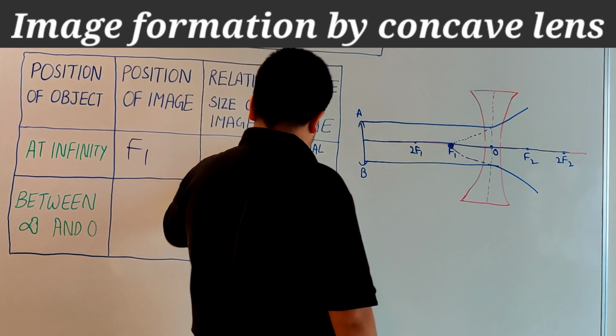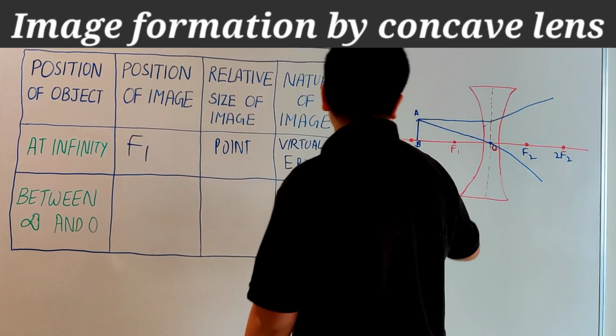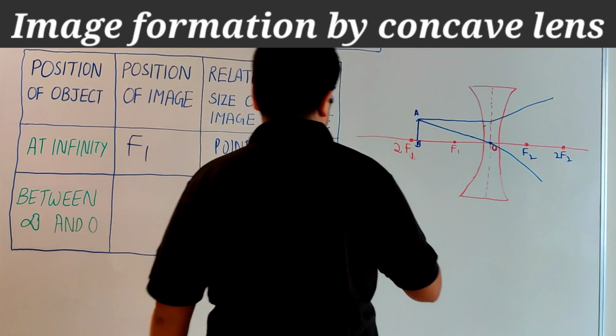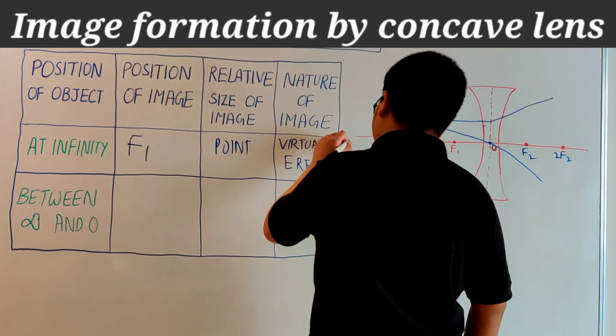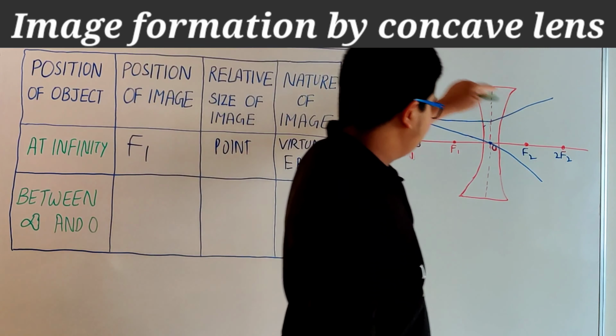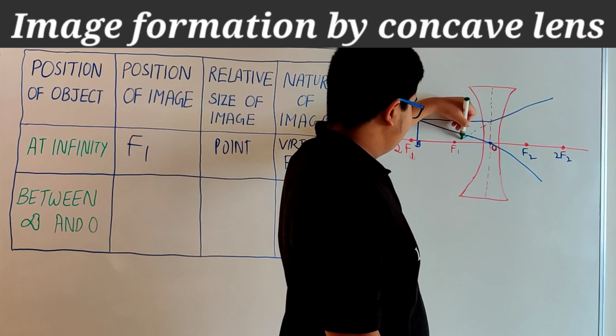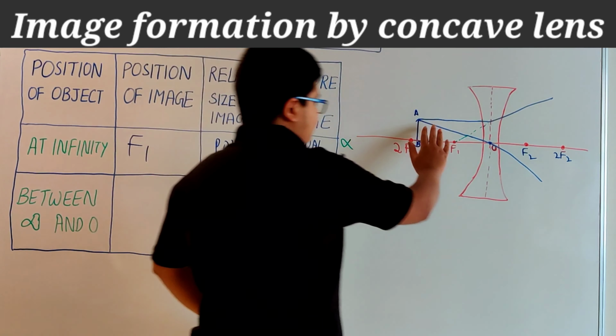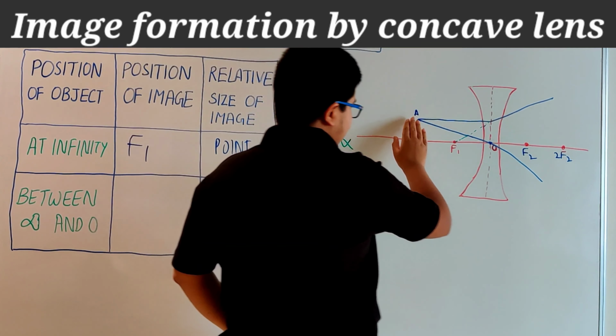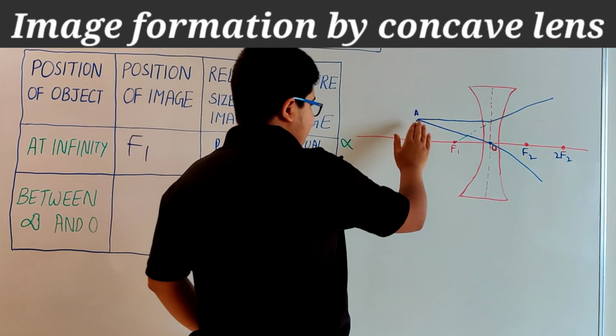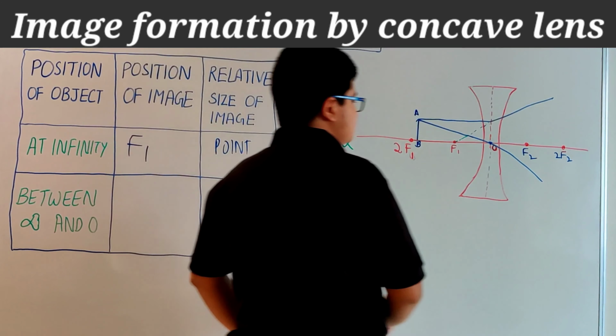Now let's discuss the second case in which the object is placed between infinity and O, the optical center. So we can place it anywhere between infinity and O. So I am placing it at this point. Now here is our object and here we are using the first rule. We have got this incident ray parallel to the principal axis. Refracted ray will appear to pass from the focus. And here using the second rule, we have got that incident ray is passing through the optical center and refracted ray will continue on the same path.